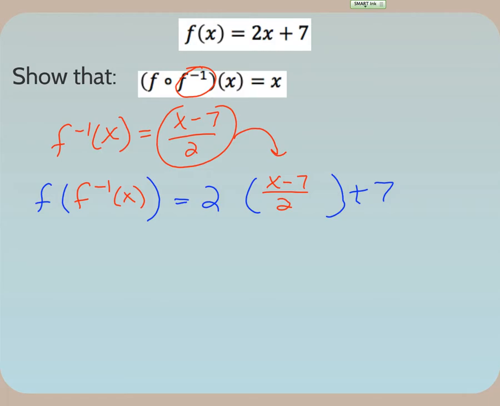So I put my inverse function into the original function. Like I said, we didn't just make up the inverse function. We already did the work for it. We're just kind of taking it off that first example. Any questions up to here?